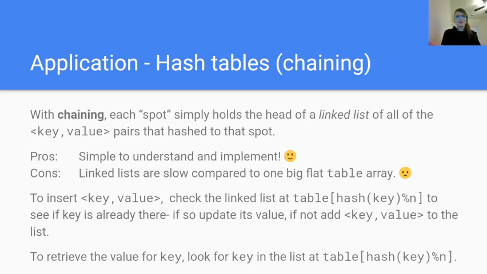And I mean, you can probably just see the way this works already, but I'll just run through it. When you insert a key and a value, check the linked list at table[hash(key) mod n] to see if the key is already in the linked list. If it is, then update its value. If not, then add the key value pair to the end of the list. Or to the head of the list. Head probably makes more sense.